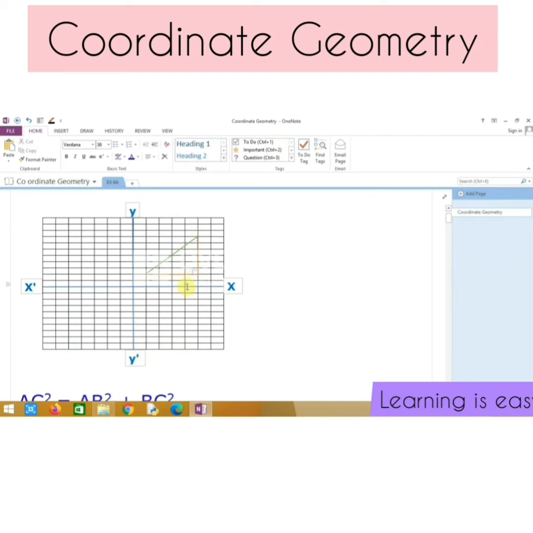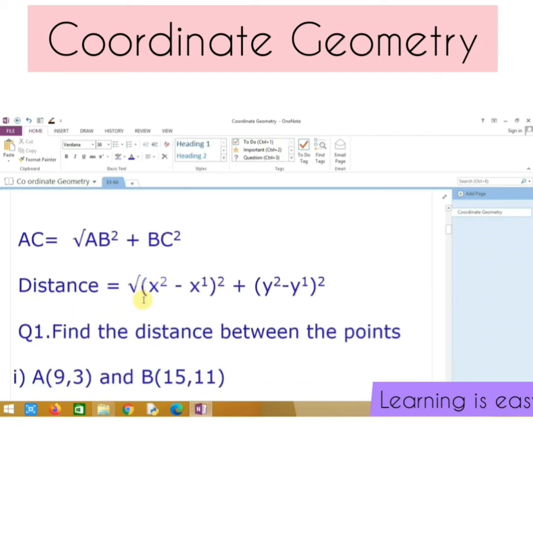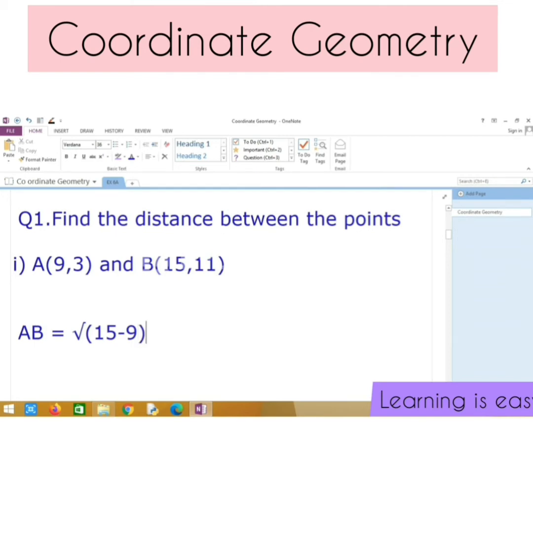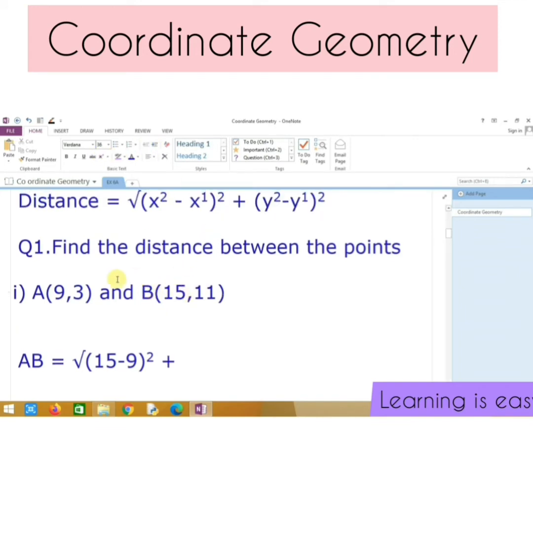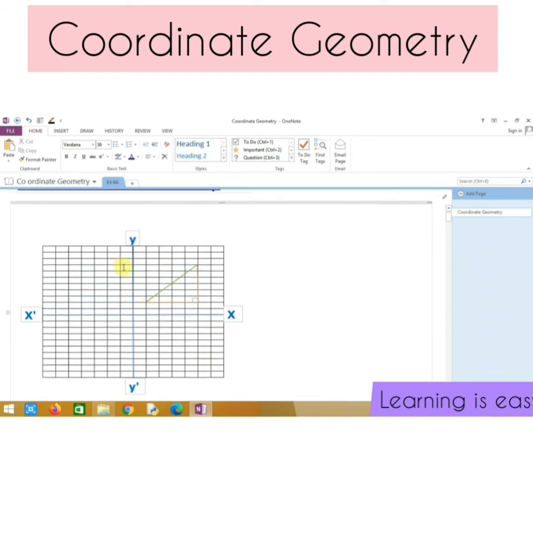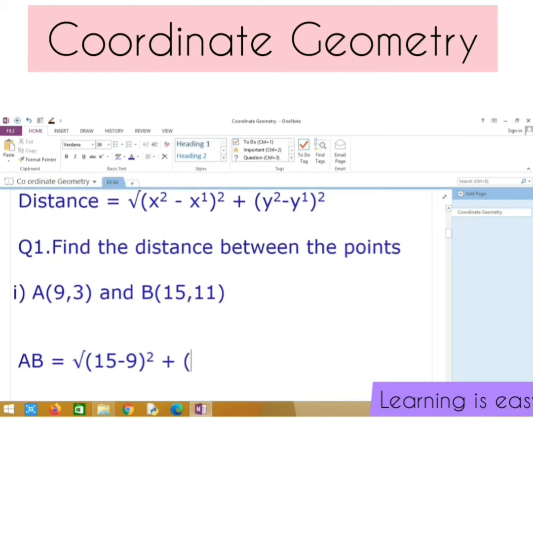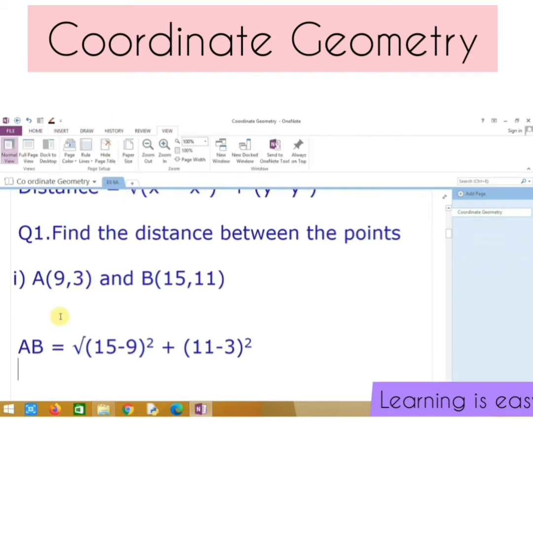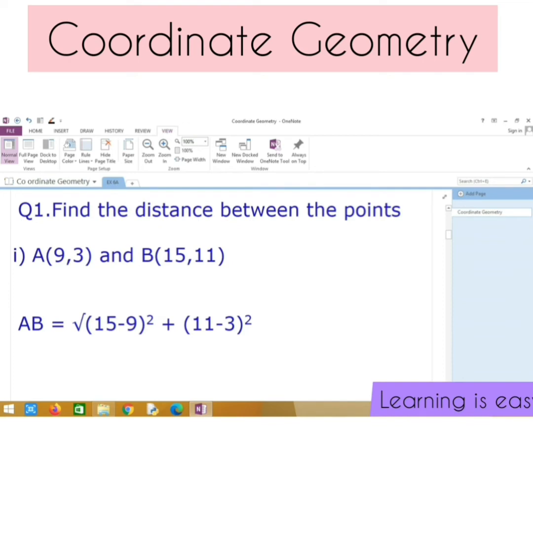So x2 minus x1, that's going to be 15 minus 9 whole square. So these are the 2 points on x, 9 and 15. So 15 minus 9 whole square plus the y coordinates, 11 minus 3. So the 2 points on the y-axis. So that's 11 minus 3 whole square.